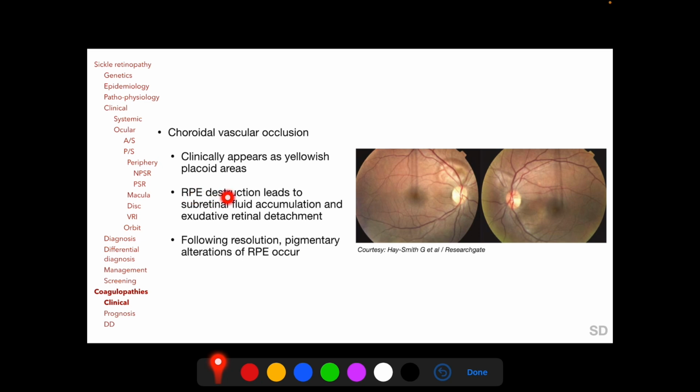And RPE destruction due to choroidal ischemia leads to subretinal fluid accumulation and exudative retinal detachment, as seen here in these two clinical photographs from the two fundi of a patient with thrombotic thrombocytopenic purpura. Following resolution, pigmentary alterations of retinal pigment epithelium occur.